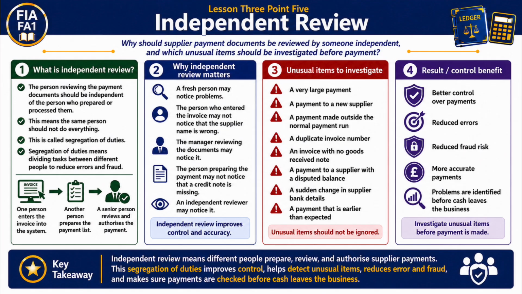For example, a very large payment, a payment to a new supplier, a payment made outside the normal payment run, a duplicate invoice number, an invoice with no goods received note, a payment to a supplier with a disputed balance, a sudden change in supplier bank details, a payment that is earlier than expected. Unusual items should not be ignored. They should be investigated before payment is made.